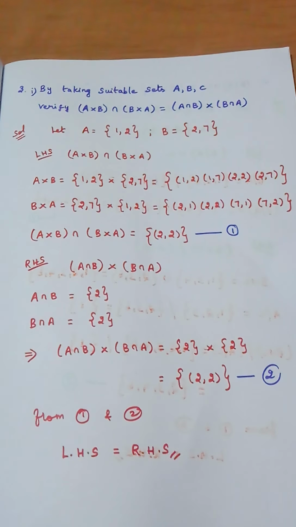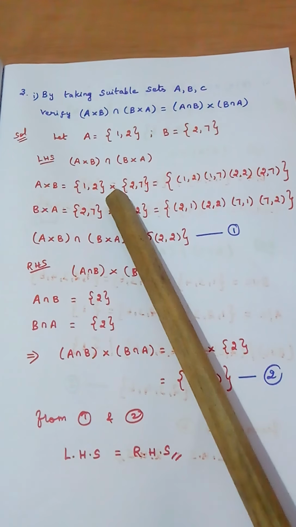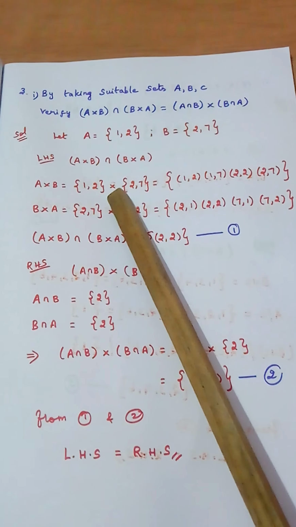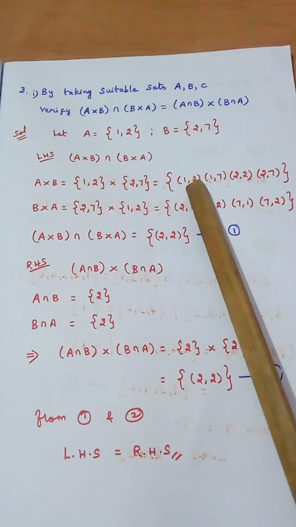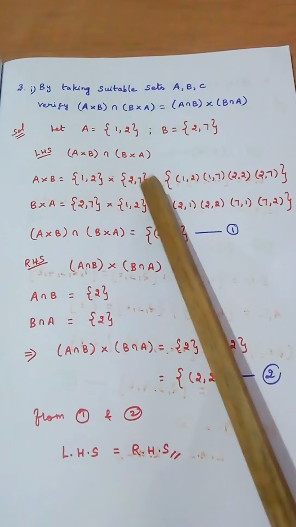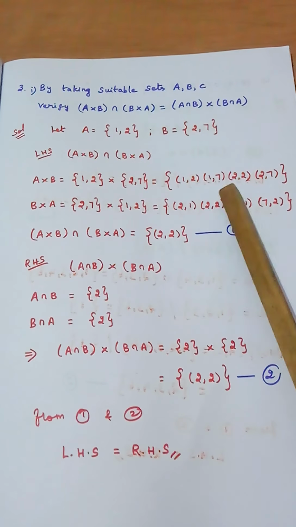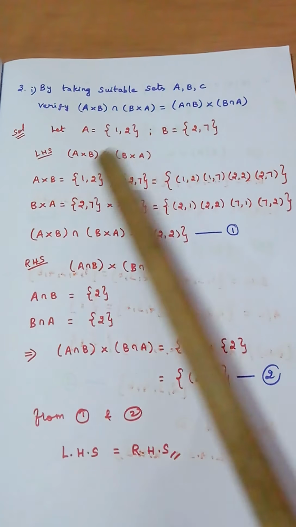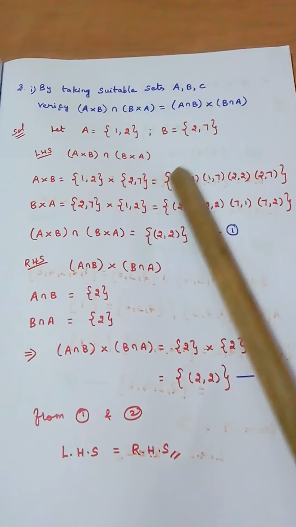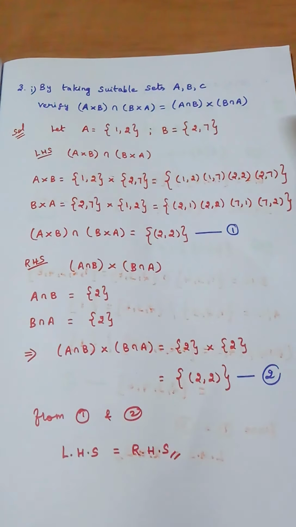Right? What is the meaning of cross? Cross product. How to find the cross product? That is the Cartesian product. It is nothing but a set of ordered pairs. I should take 1 and combine with 2, so 1 comma 2. Then 1 should be combined with 7: 1 comma 7. 2 has to be combined with 2: 2 comma 2. 2 should be joined with 7: 2 comma 7. So this is how we will find out A cross B. I think there is no doubt because we have seen the definition before.